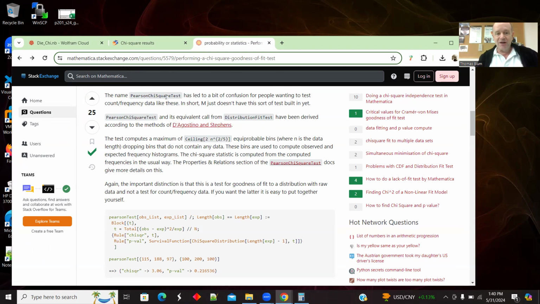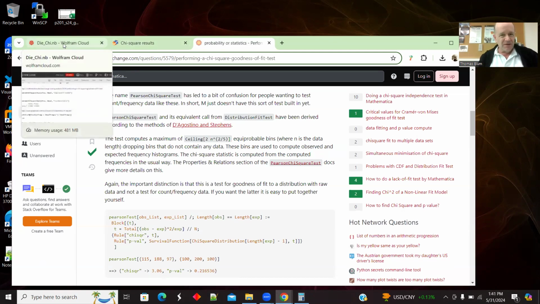So the name Pearson chi-square test has led to a bit of confusion for people wanting to count frequency data like these. In other words, it confused me. In short, I guess Mathematica just doesn't have this sort of test built in yet. I don't know when this was done. But anyway, this is not something that you use on frequencies, but more on the raw data. And then it has some algorithm for working with the raw data.